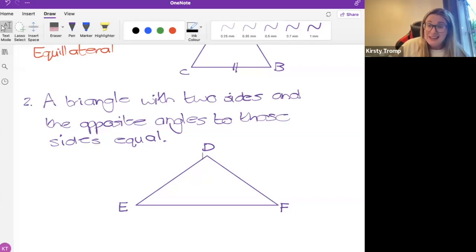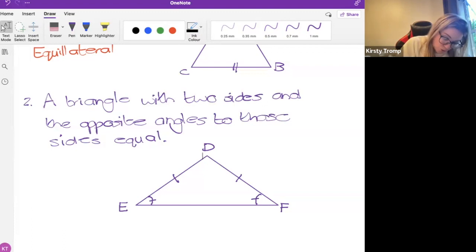So that's triangle DEF. How am I going to show that there are 2 sides that are equal to each other? Again, I'm going to draw the lines. Okay, so here is my line, and there is my other line. Now, they also told me that this triangle has 2 angles that are equal. So it's the opposite angles. So it's that angle and that angle that are equal. So that's one way to show that the angles are equal.